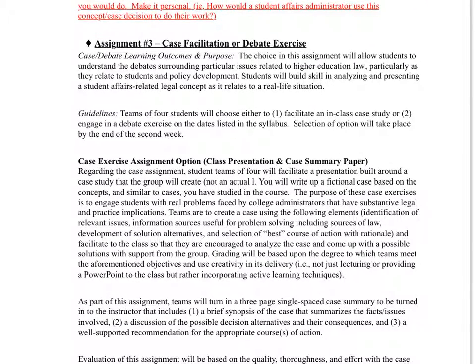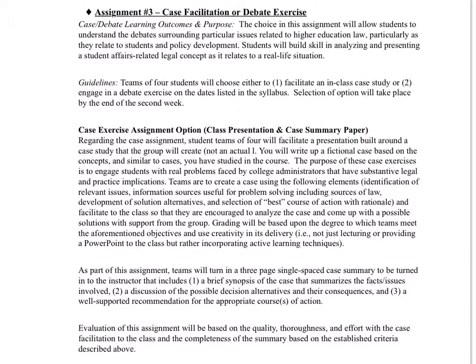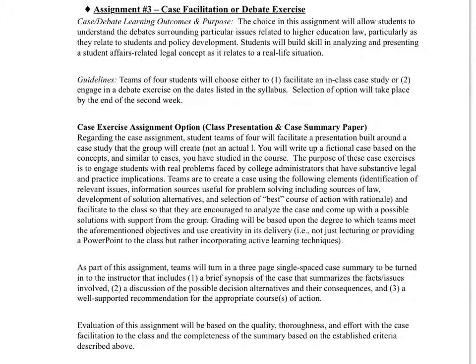All right, so looking at the next assignment, let's see if I can pull that up. This one is a case facilitation or the debate exercise, and it's going to be up to you. You as a group will get to choose which one you want to do. I'm going to save this one for a little bit later because I think it takes a little more explanation. So just go ahead and read through this, and once again, if there's a question you have, please put it into the FAQ, and then I can respond to that question and share that response with everybody.